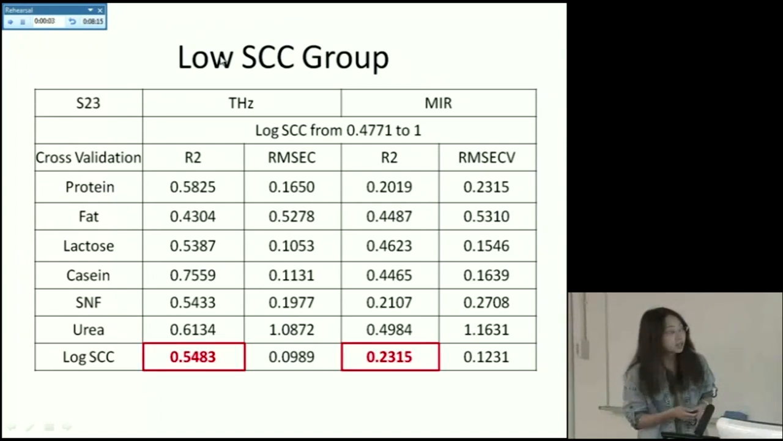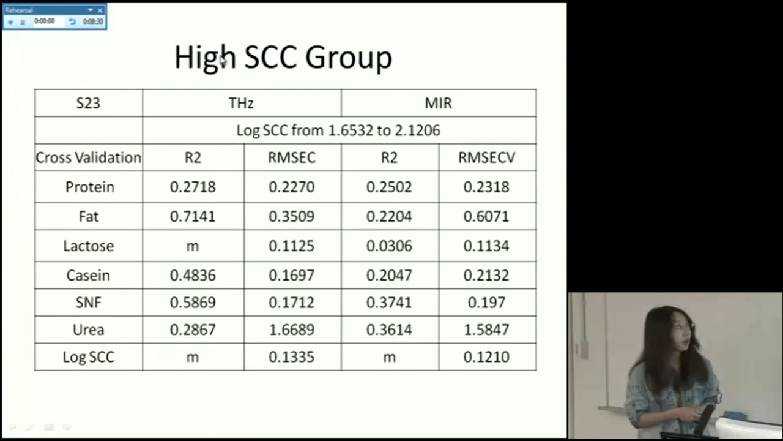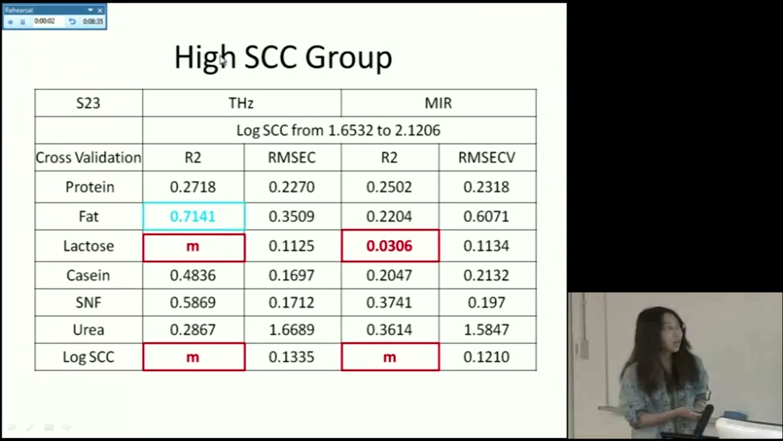And we can say, except for log ICC, the cross-validation correlation coefficients from the terahertz and mid-infrared devices are similar in the low ICC group. But in the high ICC group, we can say the fat cross-validation R-square has a significant improvement, but meanwhile all the other composition results get worse.